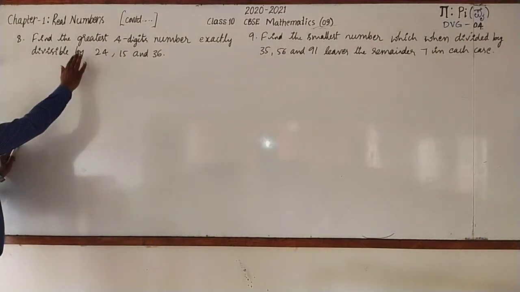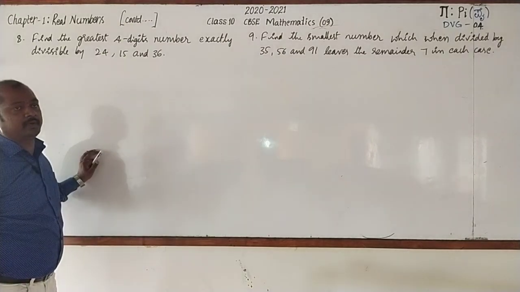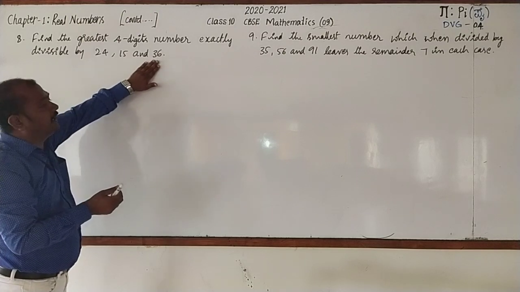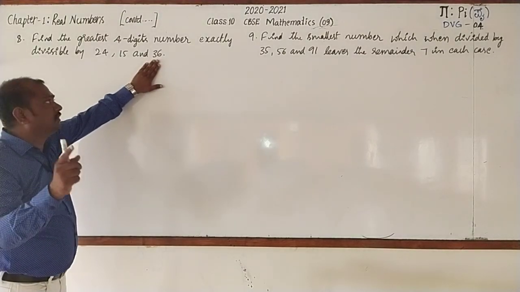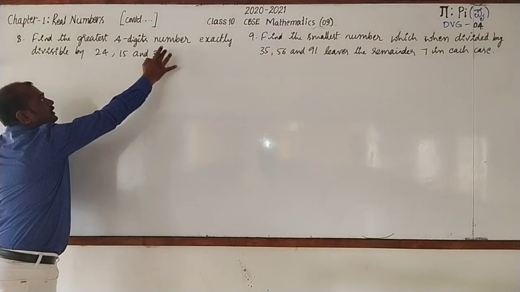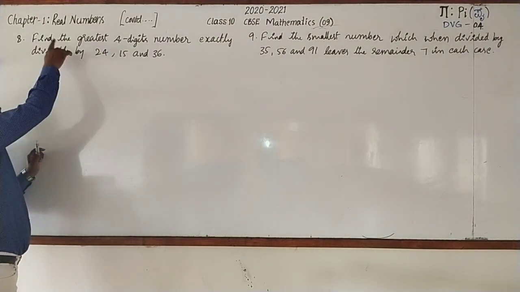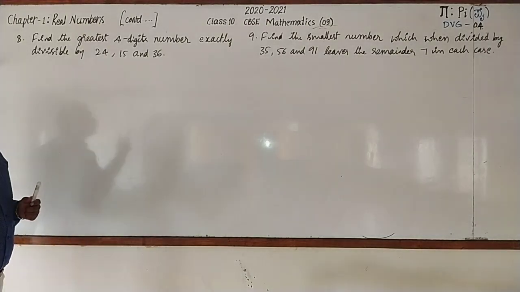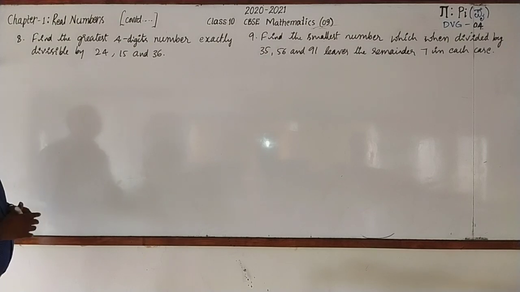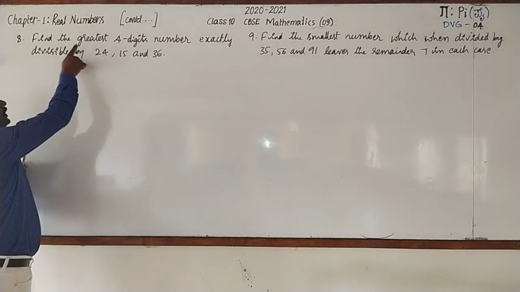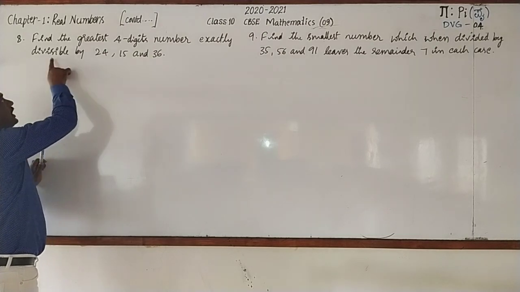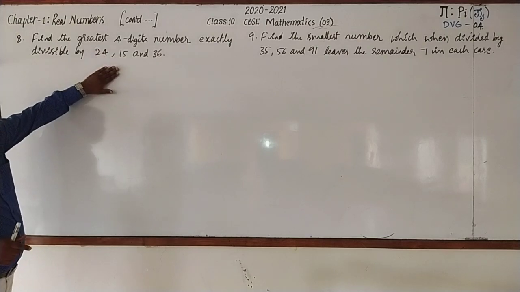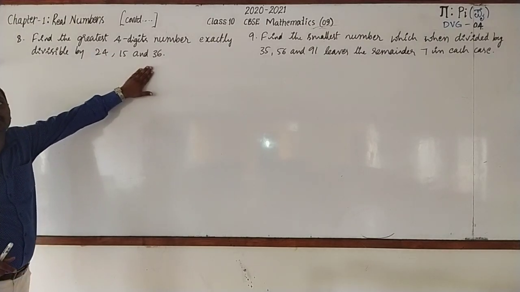It is: find the greatest 4-digit number exactly divisible by 24, 15 and 36. Got it? The number which is divisible by these. Then what do you call these numbers with respect to the number which is going to be found out? These are divisors. Now we are going to find the dividend. Find the greatest 4-digit number exactly divisible by these three. That means that 4-digit number should be a multiple of these.